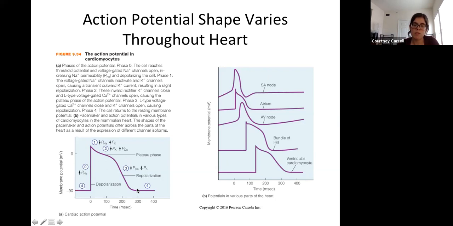We get a repolarization phase, bringing us back to rest.